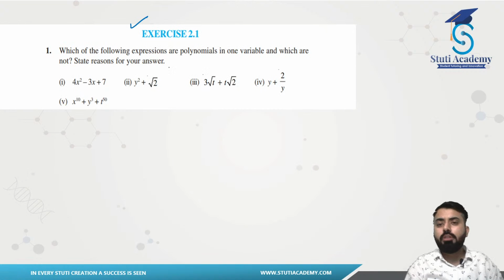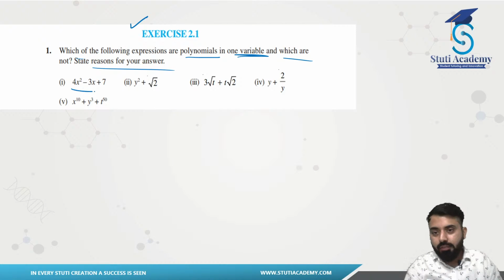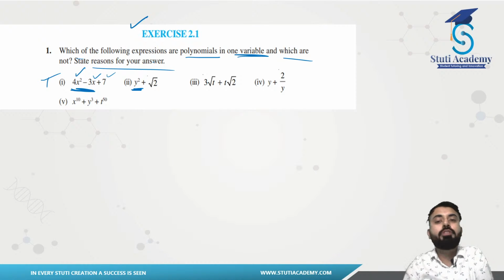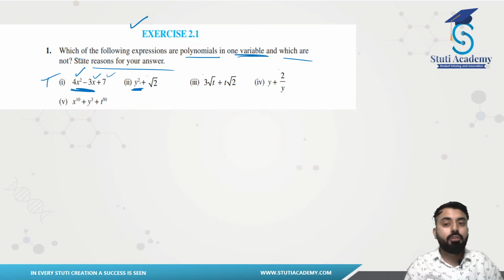Which of the following expressions are polynomials in one variable and which are not? State your reasons. You guys see, we have this one: 4x square minus 3x plus 7. Power is whole, and this is constant. This will be true. So this is a polynomial. And here, you have your y square and a square root 2. It does not matter what is the value of your coefficient or your constant. The variable has to have a power which is either 0 or a whole number. So you guys see, that is the case here.